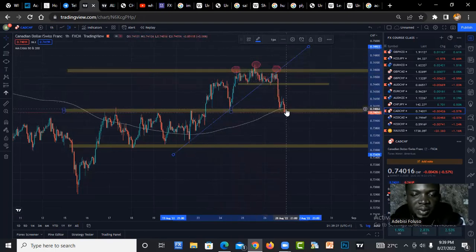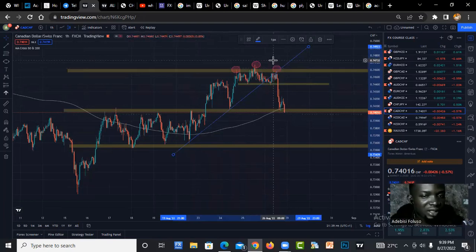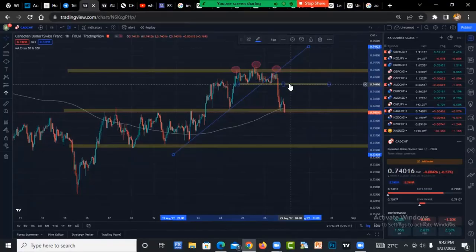Now we were having higher high, higher low, higher high, higher low, higher high, higher low. We were expecting another higher high, but we never got it. Instead we got a lower high, and now a lower low. You get what I'm saying now?